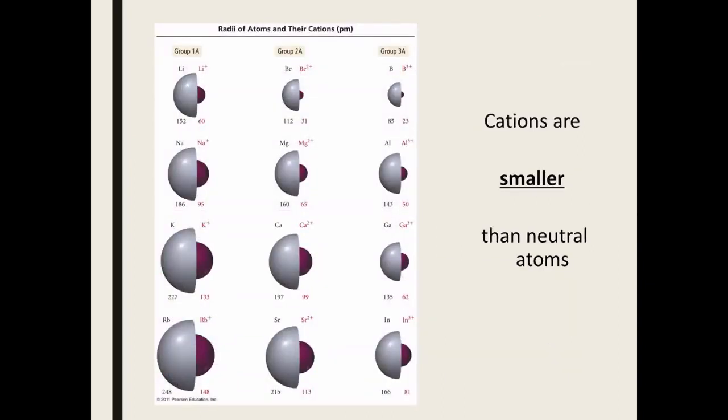So here we have radii of atoms and their cations. On the left for each one of these in gray is going to be the neutral atom. And then on the right for each one in that purply color will be the cation. So you can see that the cations are always smaller than the neutral atoms. And if you look, the more electrons that these atoms lose, the smaller and smaller they become. Like Li+ lost 1 electron, whereas Be3+ lost 3 electrons. This is going to be a much smaller atom. So the more electrons they lose, the smaller the atoms will become.